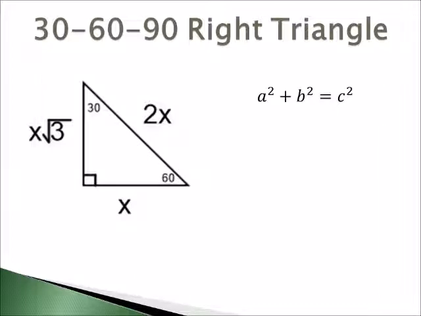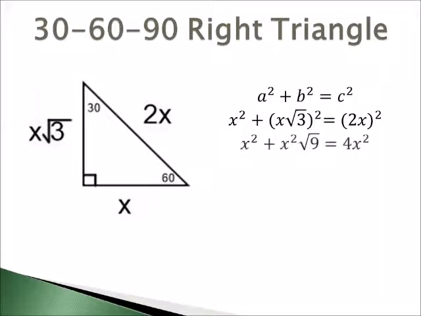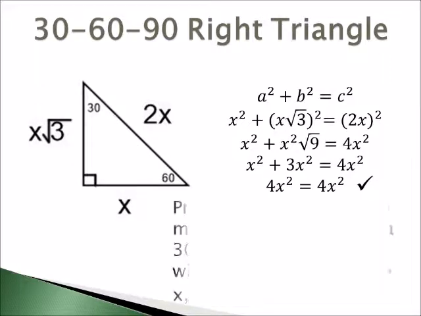So in order to prove it, we will use the Pythagorean theorem. So we're going to substitute in our a value as x, b value as x radical 3, and our c value as 2x. This then simplifies to x squared plus x squared radical 9 is equal to 4x squared. After further simplifying, we will get 4x squared is equal to 4x squared.